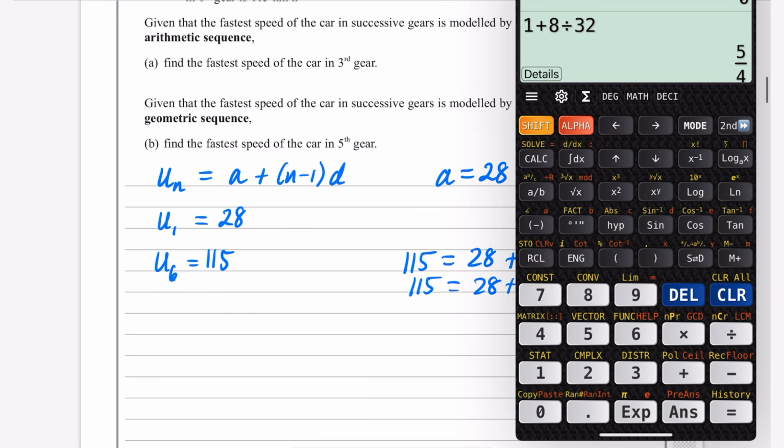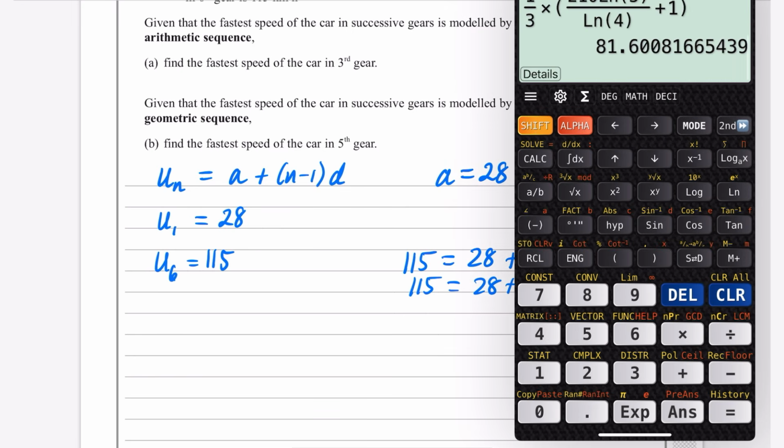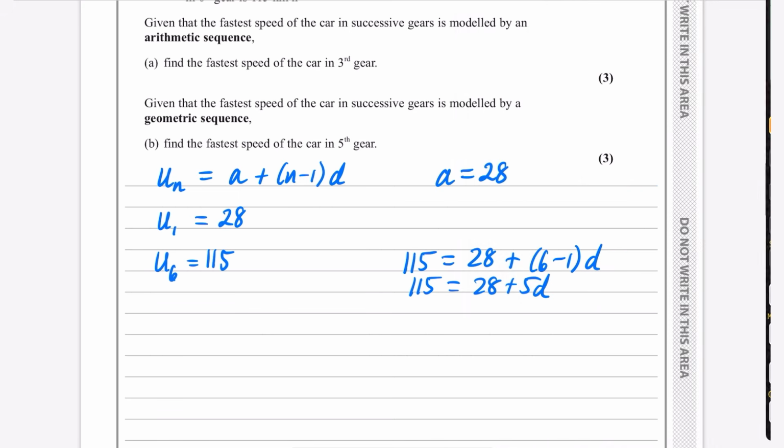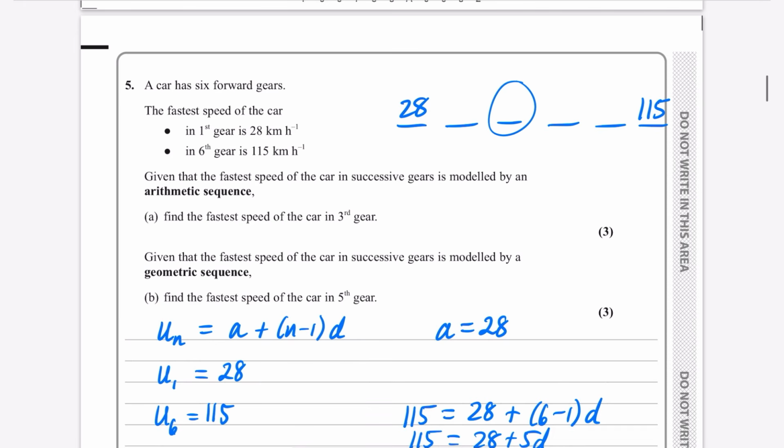So I'll do 115, take away 28, and then divide it by 5. 115 take away 28, divided by 5, and we get 17.4. So that means that the common difference is 17.4. In other words, it's going up 17.4 each time.